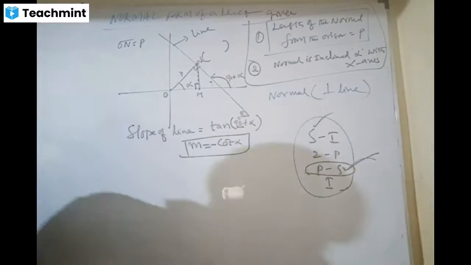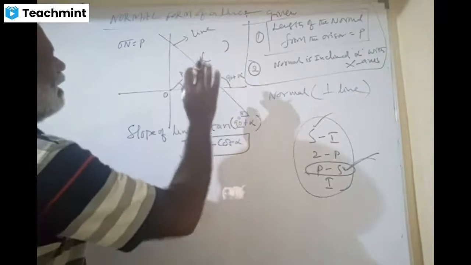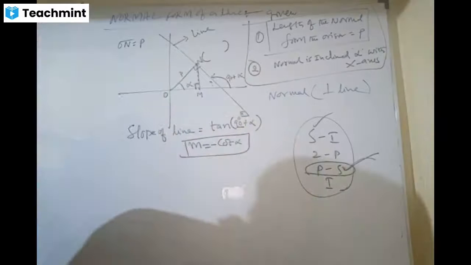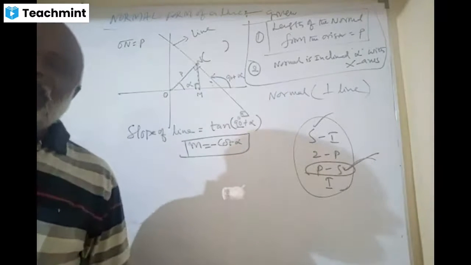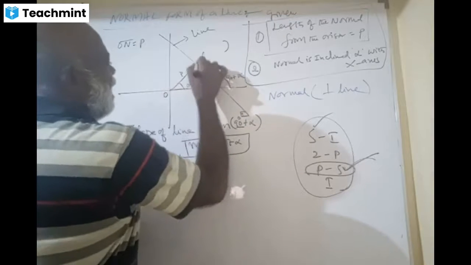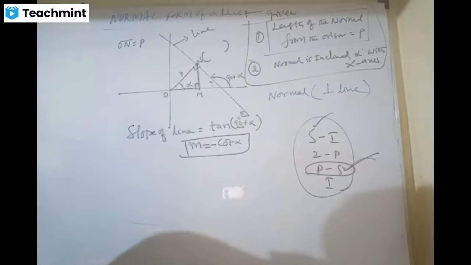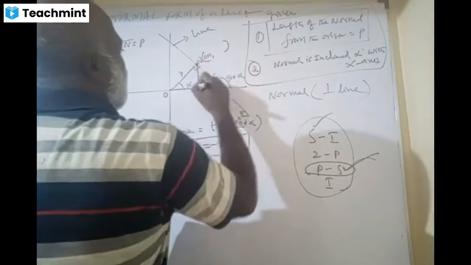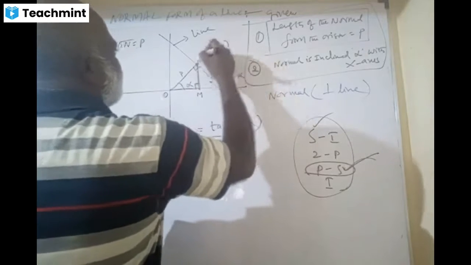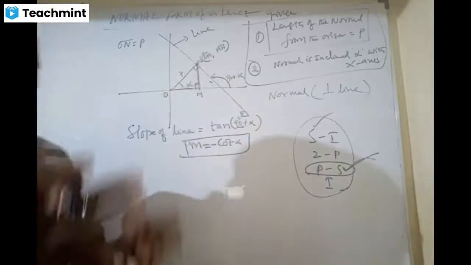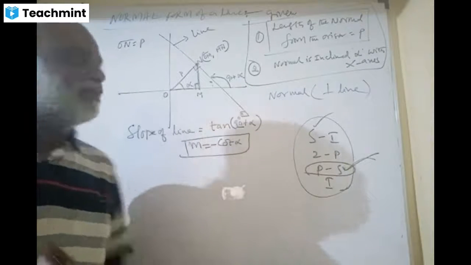Now, friends, can you tell me what are the coordinates of N? Tell the coordinates of N in terms of width and height. OM and MN. Do you agree? Width and height, the x and y coordinates. This is an amazing one.